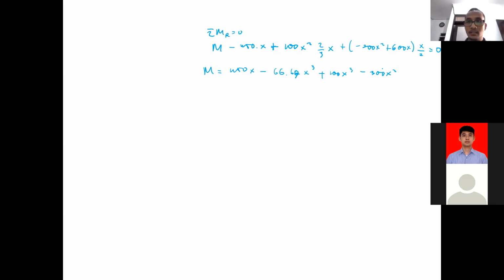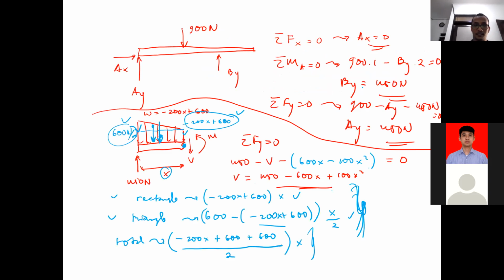So this is the equation. We can simplify it again. So the moment will be 33.33x to the power of 3 minus 300x squared, okay, plus 450x. Like that, right? Timothy, correct, right? Yes. And for the phi, this is the equation.